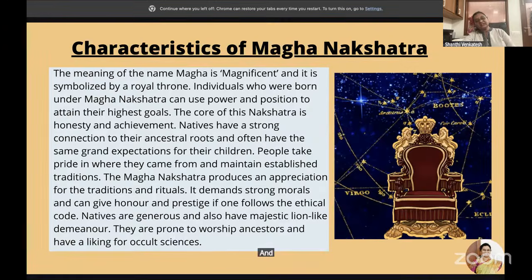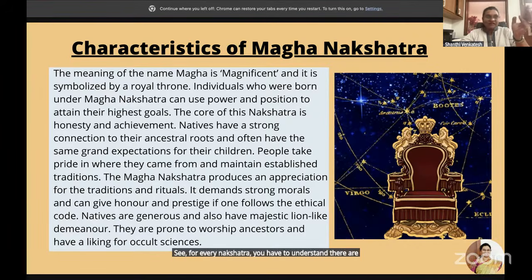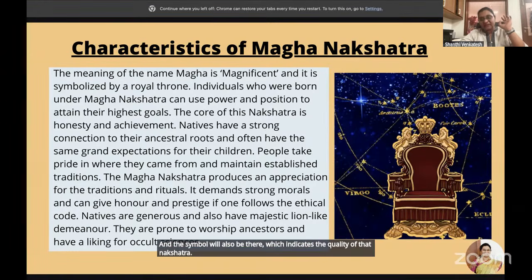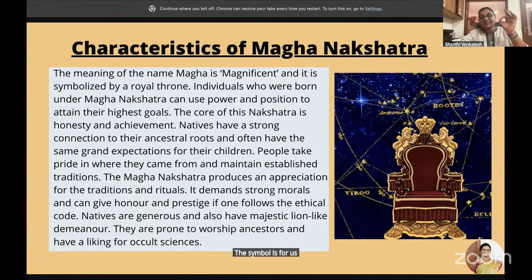And since this nakshatra is ruled by Ketu, see, for every nakshatra, you have to understand there are three things. There is a devata, there is a planet which rules that nakshatra, and each of the nakshatra is placed in a Rashi. So there is a Rashi Lord. So all these three will be influencing, and the symbol will also be there, which indicates the quality of that nakshatra. The symbol is for us to easily understand the characteristics of this nakshatra.